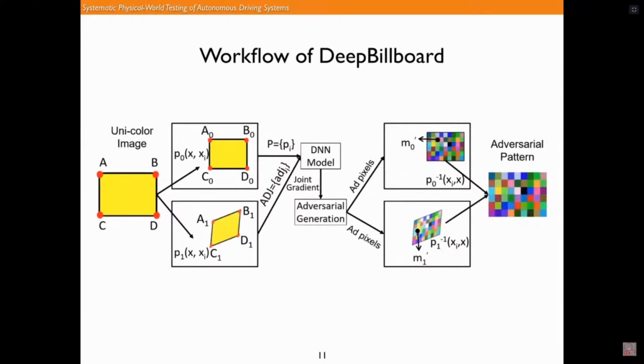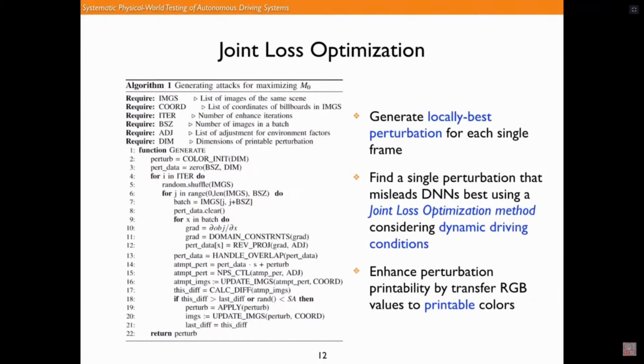Here is a very general workflow of DeepBillboard, and details can certainly be found in the paper. Basically, we identify the coordinates of the targeted roadside billboard within each captured image during this driving-by process. Then we feed this input into the DNN model, and we apply a joint gradient optimization algorithm, which is the key algorithmic component in our design, to generate an adversarial pattern which can continuously impact the driving vehicle.